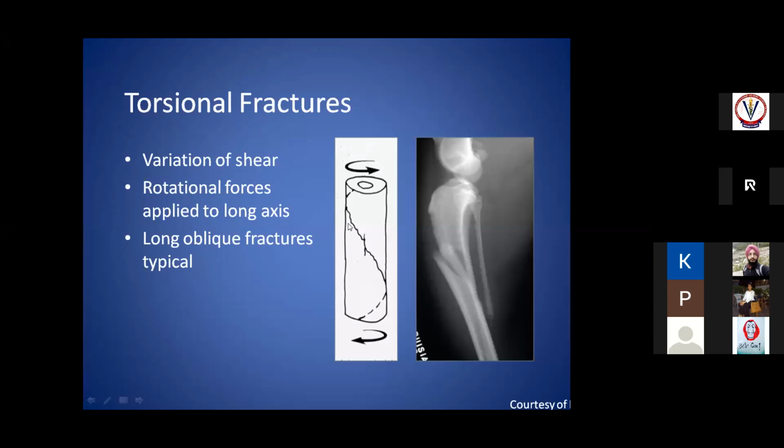We always call them an S-shaped fracture. It starts from here and then goes S-shaped, like the alphabet S. So it goes all through the long axis of the bone, and it results in an S-shaped or spiral fracture. See the real picture in a tibia. This is a tibial fracture.